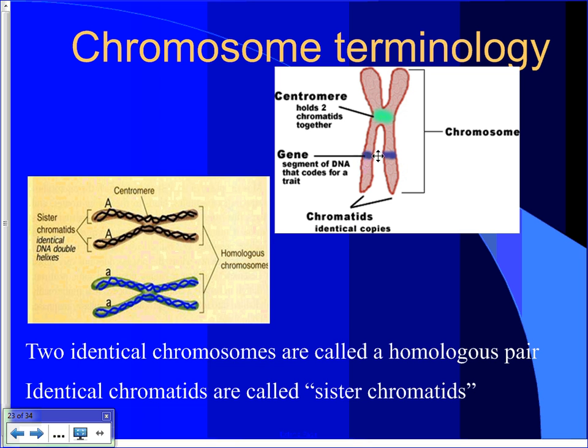And then located on those chromosomes, we'd find genes that would code for traits. So two matching chromosomes are called homologous pairs, and identical chromatids are called sister chromatids. So if this was a human chromosome, this could be chromosome 1, which would have a locus for a particular gene, and they may be different in terms of their forms of that gene. But that's some of the terminology, and we'll be discussing this a little bit more in genetics.